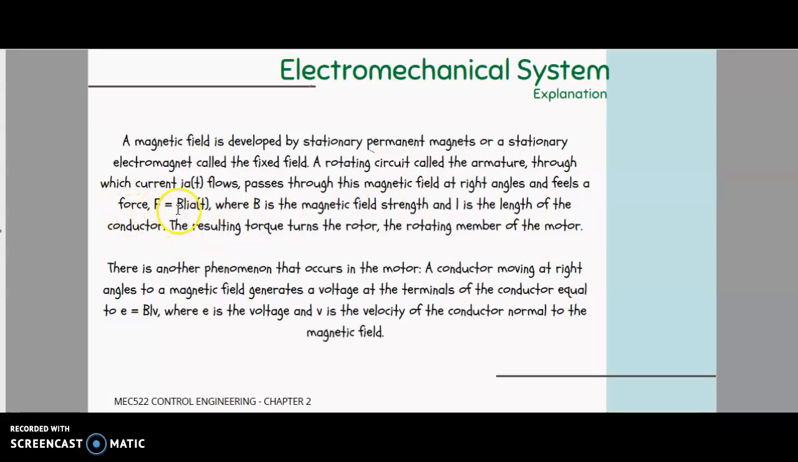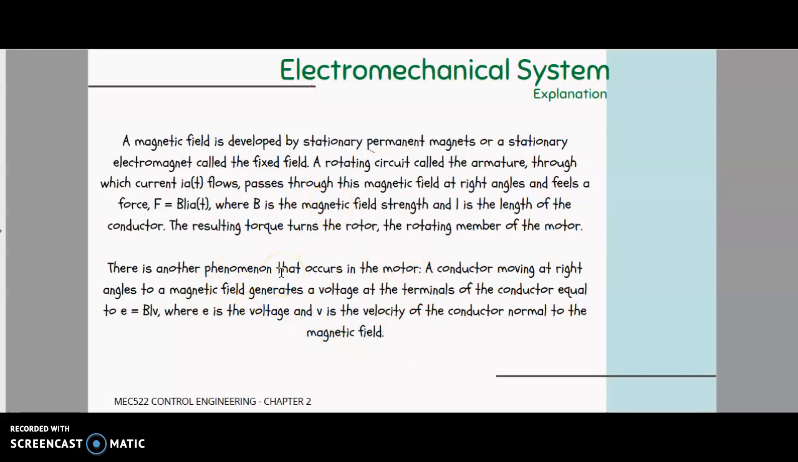F equals B L IA. So IA is the current, L is the length of the conductor, B is the magnetic field strength, which is a constant number. So from here, this one is the mechanical system, and this one is the electrical system.